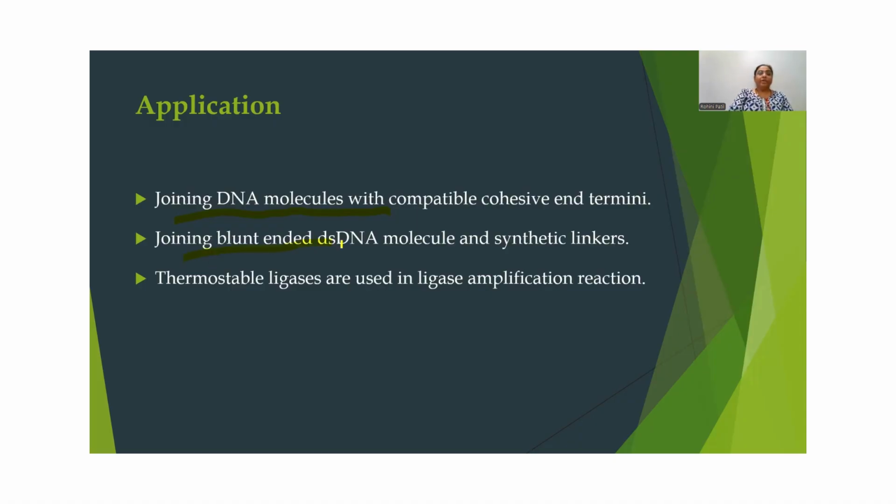But when there are blunt ends, they are going to be joined with the help of T4 DNA ligase. The preferred enzyme is T4 DNA ligase, but with the help of the condensing molecule, E. coli DNA ligase is also a choice of enzyme. Now, for the joining or sealing of synthetic linkers to the DNA molecules, there is a use of DNA ligases. And thermostable DNA ligases are used in a type of PCR called ligase chain reaction. So these are a number of applications of the ligases.